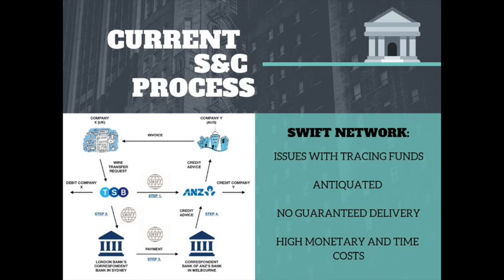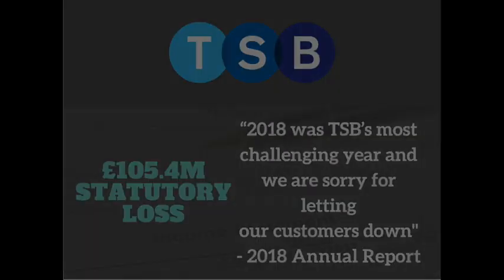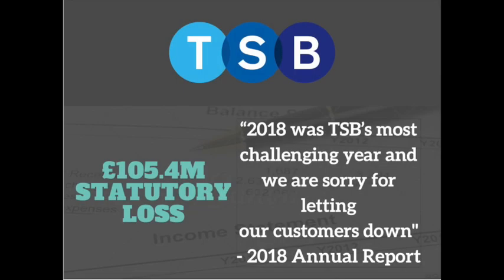Therefore, the cost of payment is highly determined by the route the payment takes. In essence, SWIFT is arguably an antiquated network. It's been beneficial over the past 46 years, but now is in need of an alternative, especially in the case of TSB. 2018 was TSB's most challenging year, with a statutory loss before tax of £105.4 million. And as admitted in the annual report, they've let customers down.